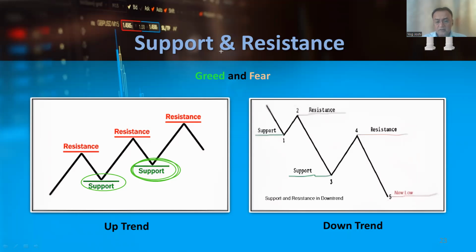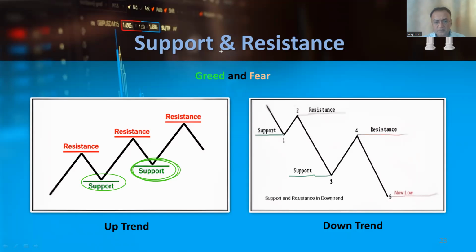Rather than discussing all these things in theory, we are going directly to the practical scenario: what is support and resistance in the chart. Seller area or supply zone is the resistance. Yes, seller area or the supply zone is the resistance.